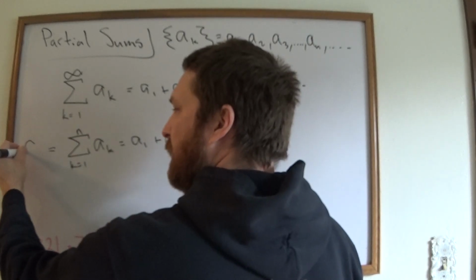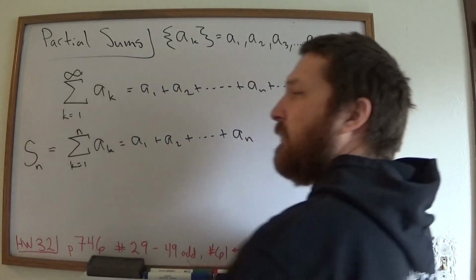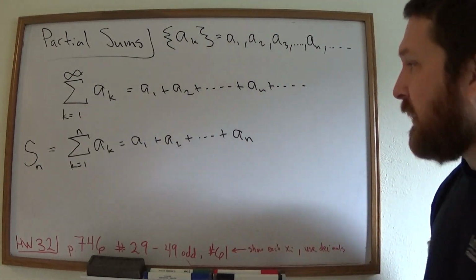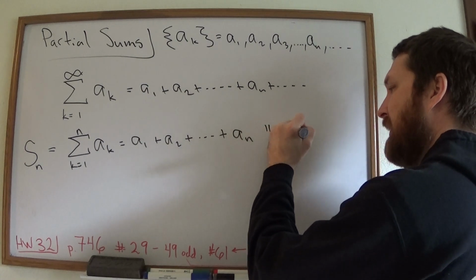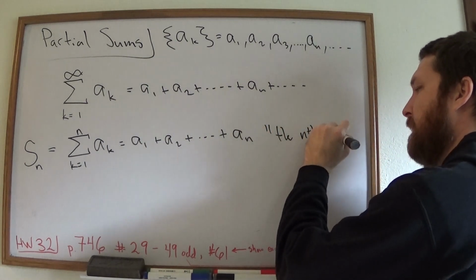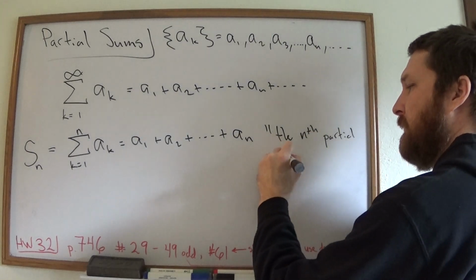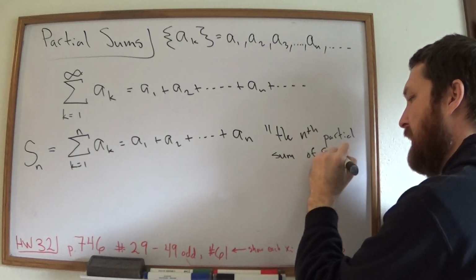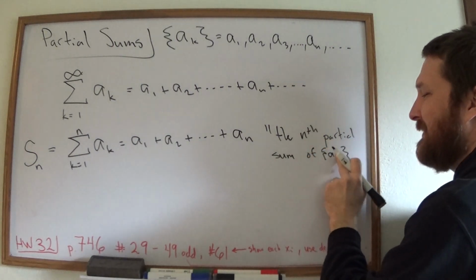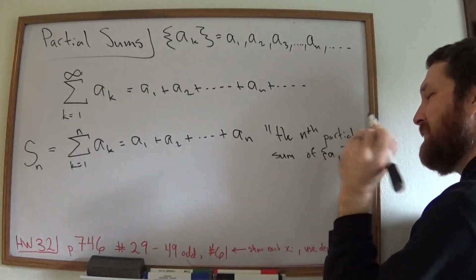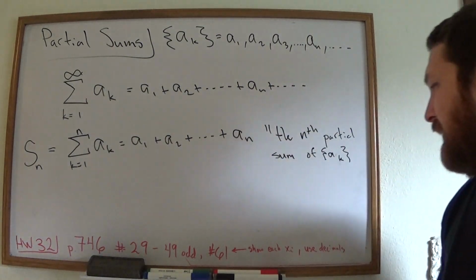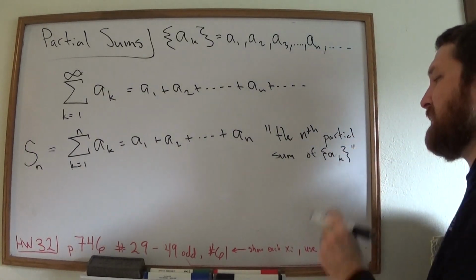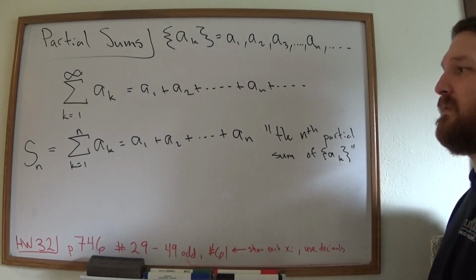And what's very standard is to use a capital S to denote this right here. Your book does that. And so this is what we call the nth partial sum of the sequence a sub n, or, since we're using n here, I want to try to say a sub k, okay? It doesn't matter. If you know what I'm talking about, we're not going to worry about that. But this is the nth partial sum of this given sequence.